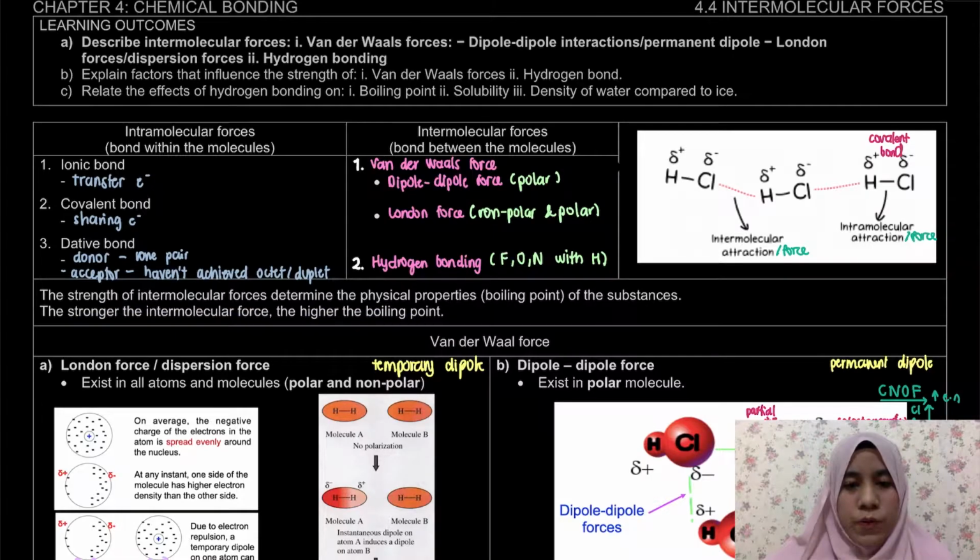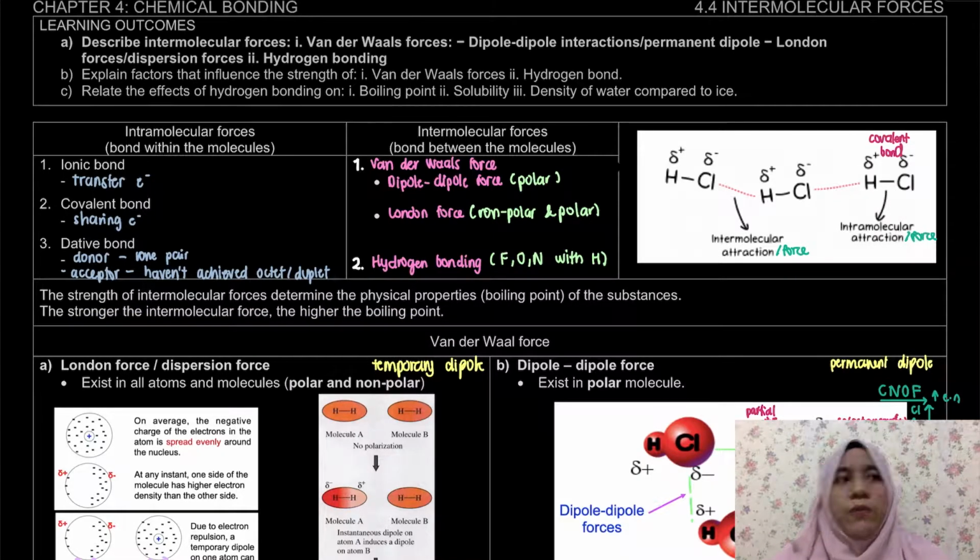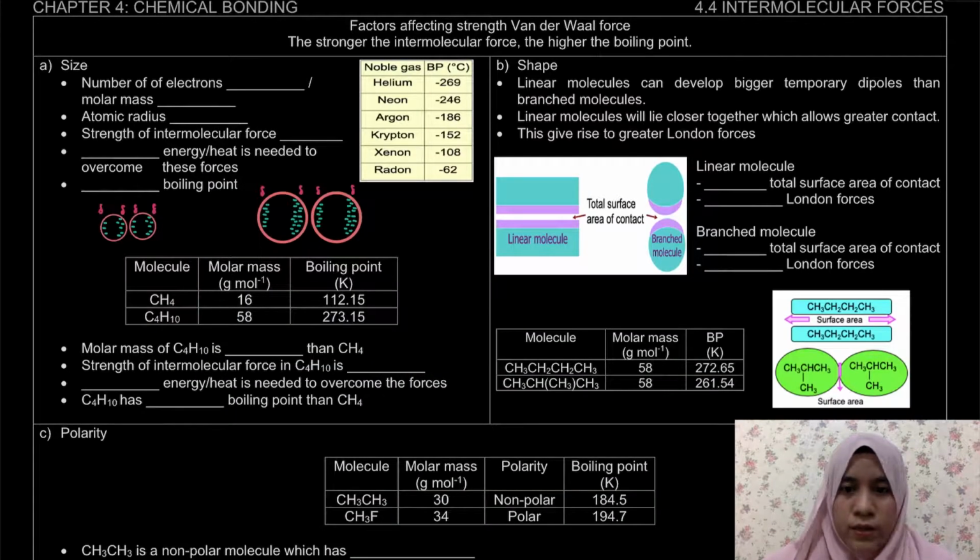Why do I mention this? Because from the boiling point, we can see a tangible result. Is it stronger or weaker when comparing different molecules? So here, the stronger the intermolecular forces, the higher the boiling point.